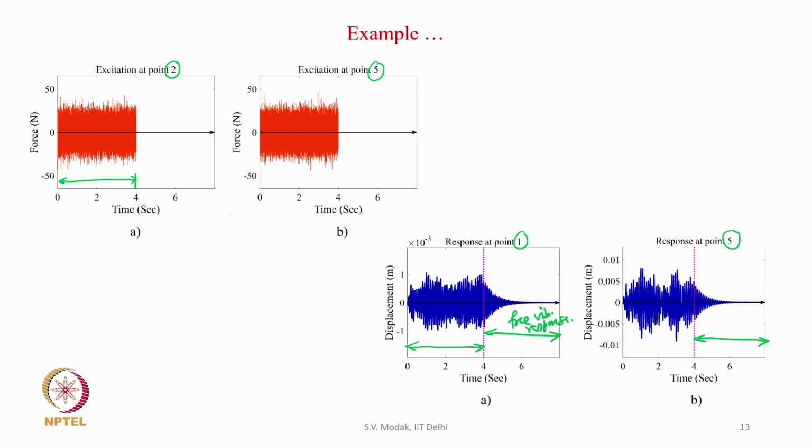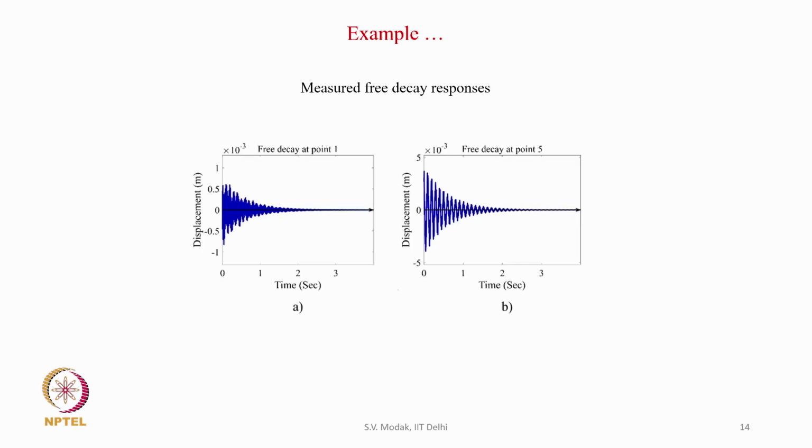Now we would measure this free vibration response, as we want to measure the free decay response. So, now we measure the free decay responses at all the points. This is what we measure at points 1 and 5. You can see the response is continuously decaying, so this is nothing but the free decay response. We have taken a record of 4 seconds length at all the 5 points. And now these are the free decay responses which will be used to construct the Hankel matrix.